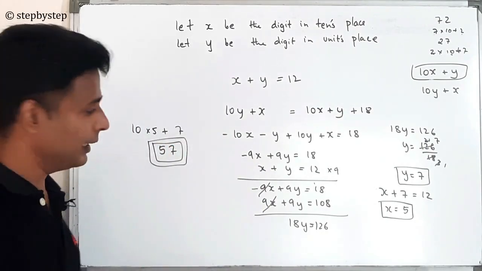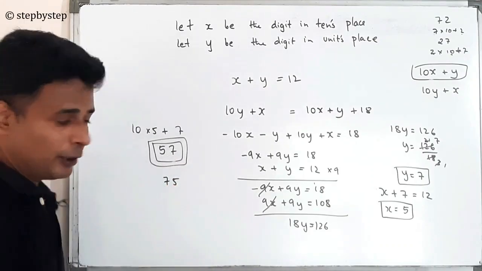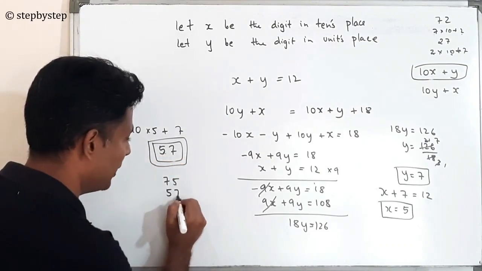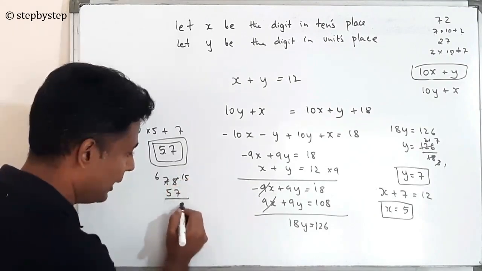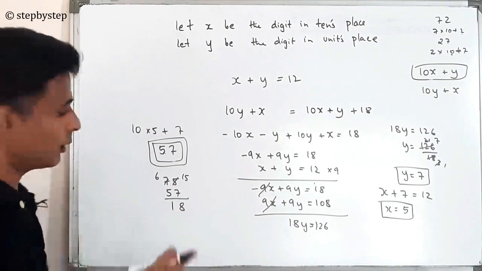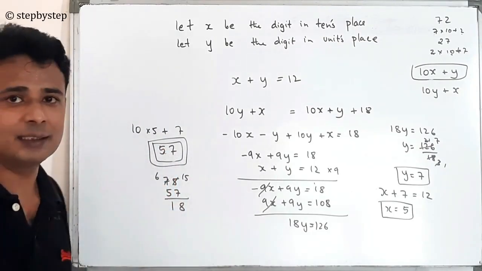You can check if it's right. This is the original number. Interchange. It becomes 75, right? Now 75, how much more than 57 is 75? 75 minus 57: 5 minus 7, borrow, 15 minus 7 is 8; 6 minus 5 is 1. So the answer is correct. Why? Because this 75 is 18 more than this number.